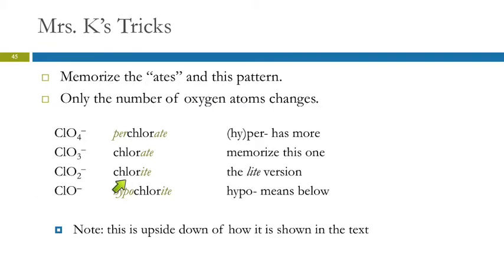So there's chlorite, the light version. You just take the ate and you subtract 1 oxygen. Charge stays the same. And then there's hypochlorite. Hypo is a prefix that means below. Don't want to creep you out, but where does a hypodermic needle go? Under the skin, below your dermis, right? Below dermis, hypodermic. So this is 1 fewer oxygen than the chlorite. So I think this pattern is pretty easy to remember. And so then what you have to do is make sure that you've got those ates down pat. Okay?